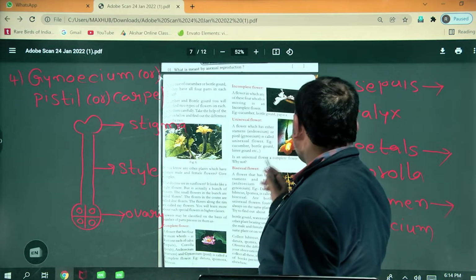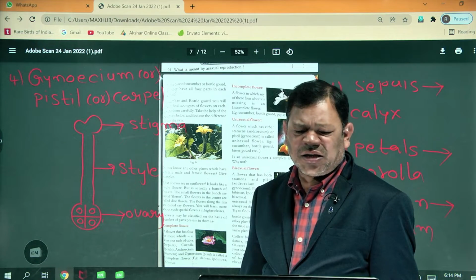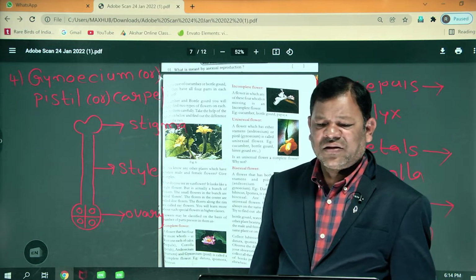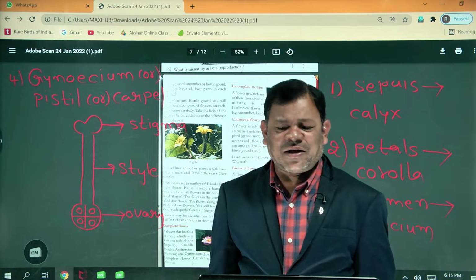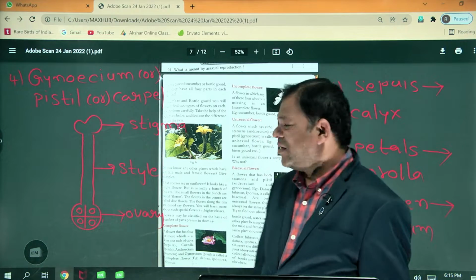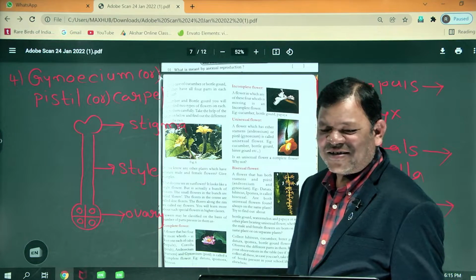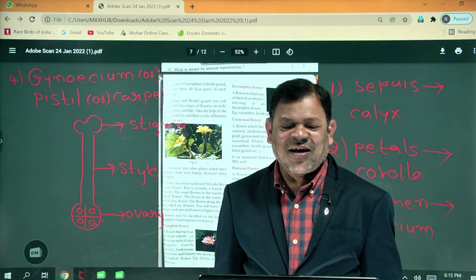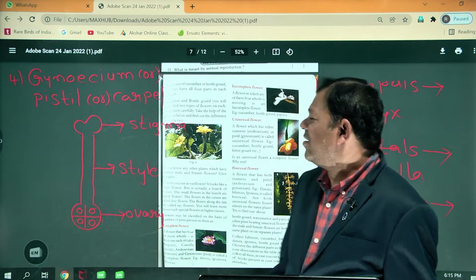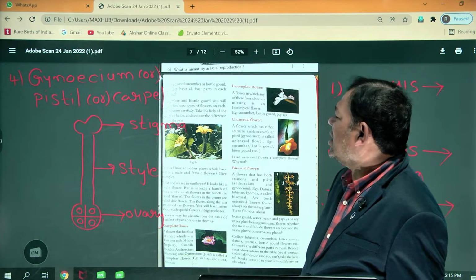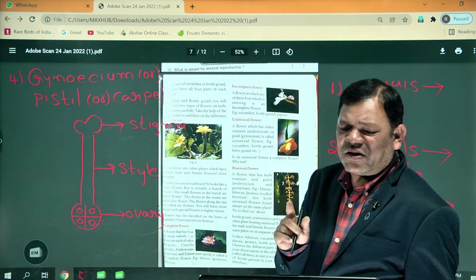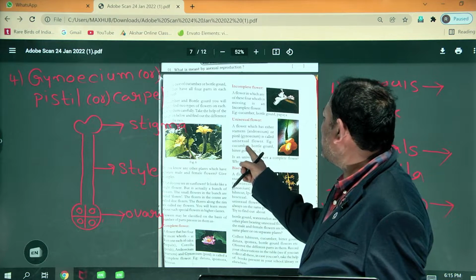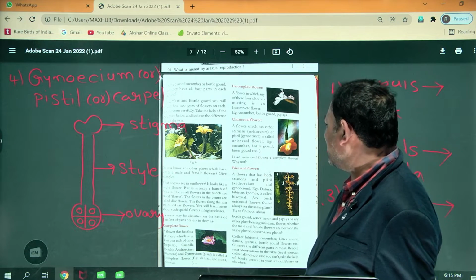Do you know what is the meaning of bottle gourd in Telugu? Sir, I think pottakaya. Potlakaya, sorakaya? Sorakaya, sir. Bitter gourd? Kakarakai. Okay, sir. So if the flower contains any one of the sexes, that is called a unisexual flower. Example: cucumber, bottle gourd, bitter gourd. Okay.